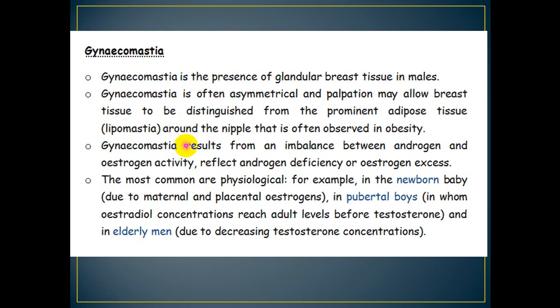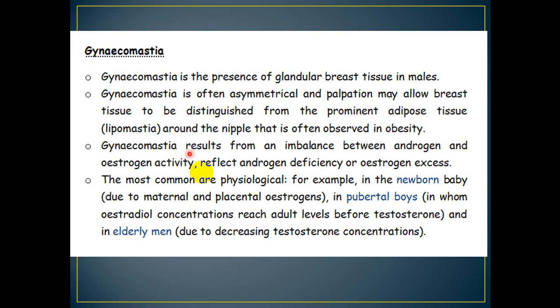Gynecomastia results from an imbalance between androgen and estrogen. Normally in males, androgen is more than estrogen. So the normal ratio of androgen to estrogen is more than 1. If the ratio reverses for one cause or another, gynecomastia will develop. So any cause that decreases androgen production or increases estrogen level will result in gynecomastia.